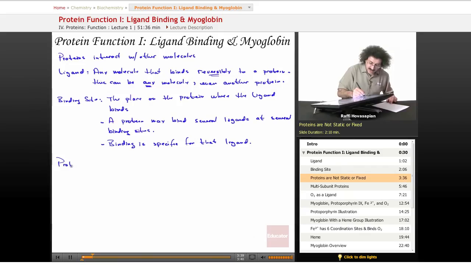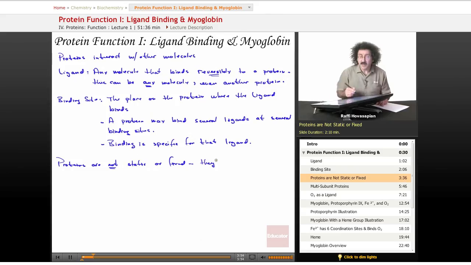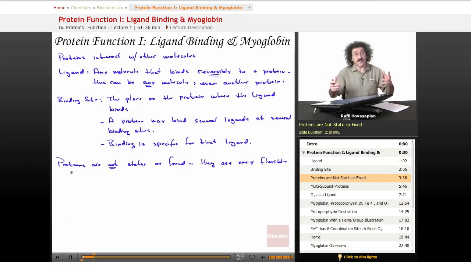Now, proteins are not static or fixed. They are very, very flexible. They definitely move. I mean, we know that. They're very, very flexible and very, very accommodating to different things.